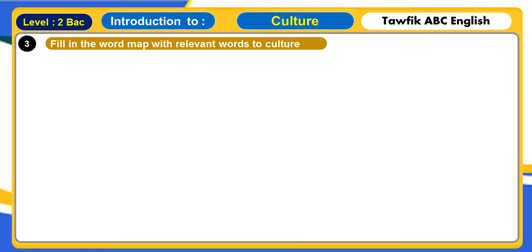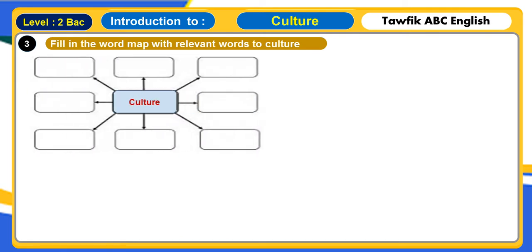Fill in the word map with the relevant words to culture. يعني فاش كنقولوا fill in the words with relevant words to culture ملأ الخانة هذه بالمصطلحات اللي عندها علاقة بالثقافة. Okay, you can pause the video until you finish and then check the correction. Start with food.